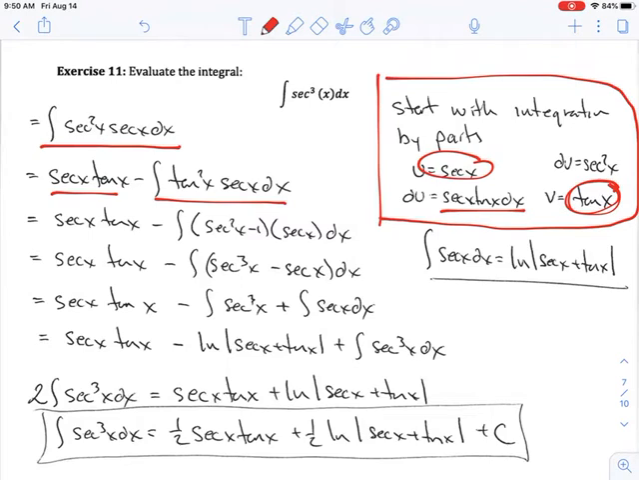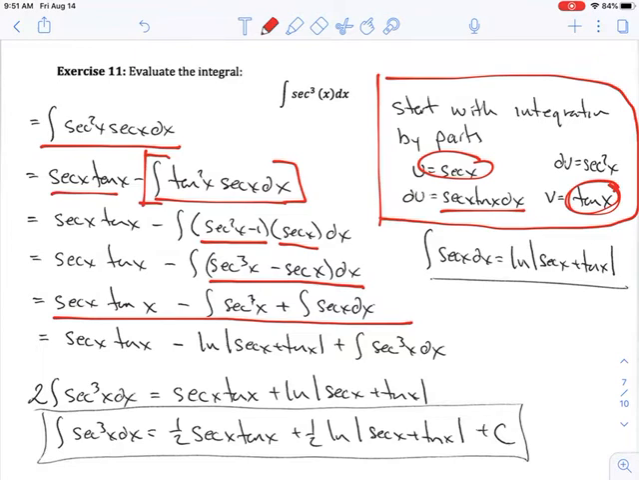Okay, so now we need to integrate this. So how do we integrate that? We're going to use our Pythagorean identity again. Take out the tangent squared, put in secant squared x minus 1. Multiply that through by secant. We get secant cubed x minus secant of x. Breaking them into their own integrals, we end up with this.